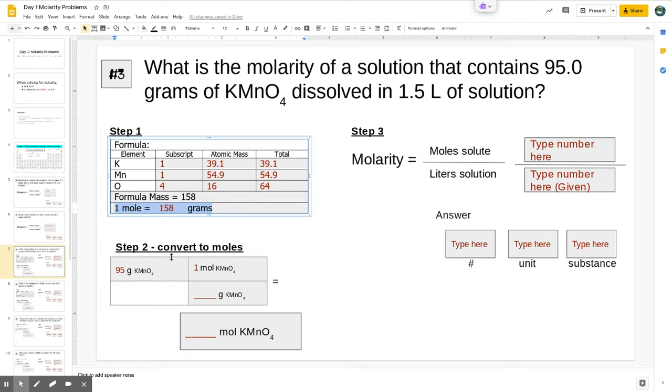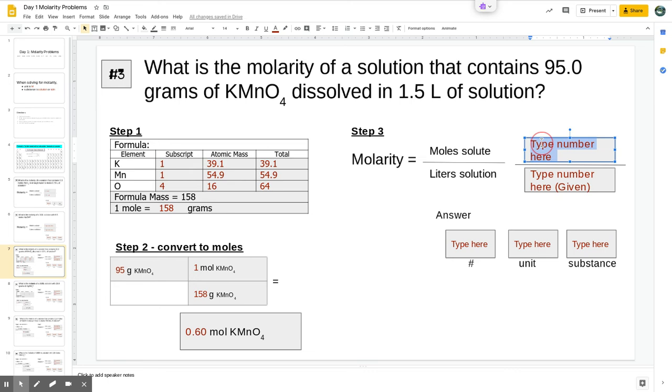So now I can use that to change my grams, 95, which I got from up here in the question. I'm going to be able to change that into moles by just putting 158 at the bottom. And 95 divided by 158 is 0.60. So now I have my moles. Now I have a number that I can plug into this equation.